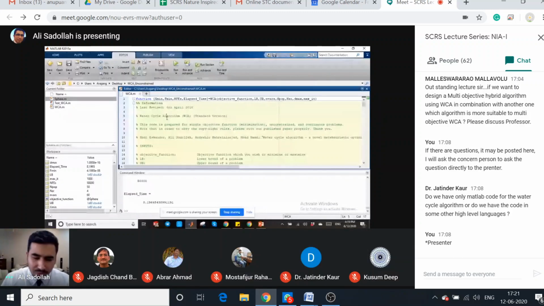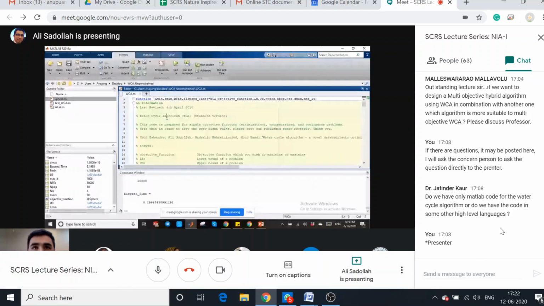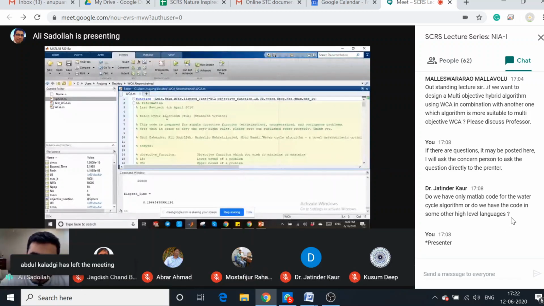I tried to improve one algorithm, and suddenly in practice I saw that the result of the original one was better than my improved version. So what's the point of improving the algorithm? Maybe my improvement strategies were not very good. So I cannot name any specific algorithm, for example just go for WCA and TLBO. But I can change the question like this: what kind of algorithm is better to hybridize with the water cycle algorithm in order to get better results?